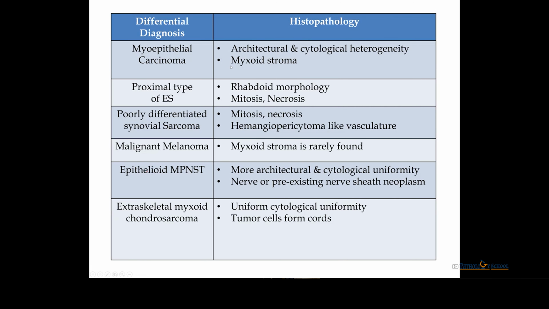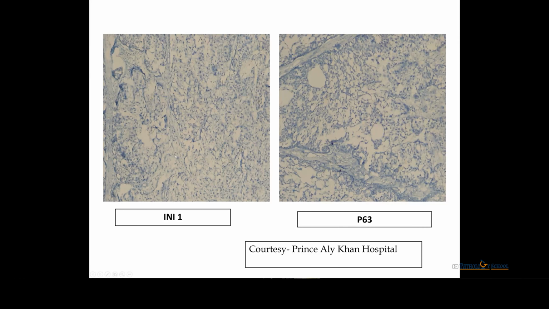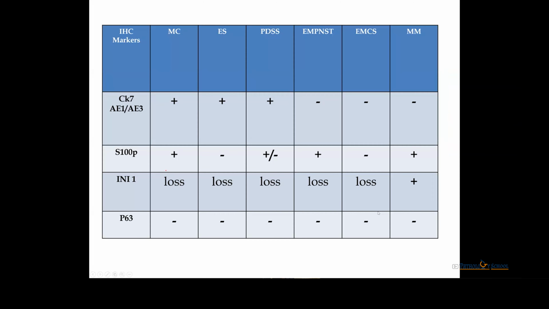So we ran a few markers to confirm and to rule out the other differential diagnoses. We did cytokeratin 7, which showed diffuse and strong positivity throughout the lesion. Then we did pancytokeratin, which again showed strong cytoplasmic positivity. Then we did S100 protein, which showed positive nuclear positivity throughout the lesion. Then we found loss of expression of INI1 throughout the lesion, and P63 was non-contributory.